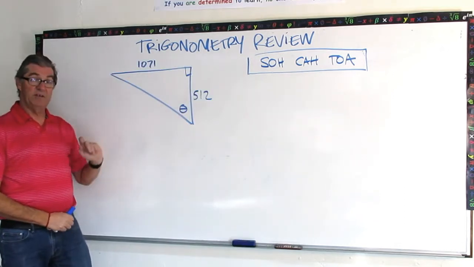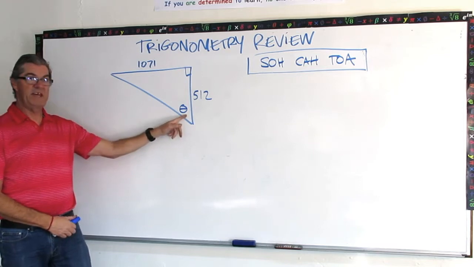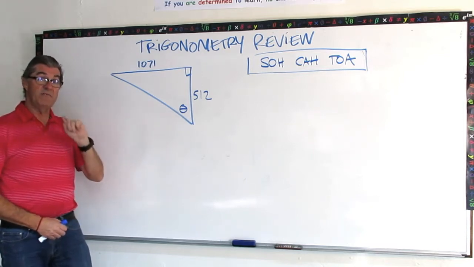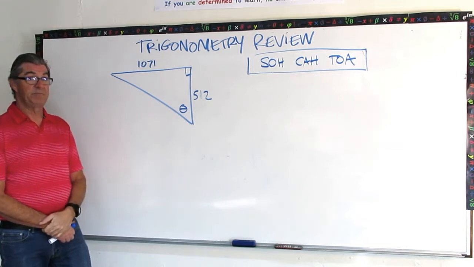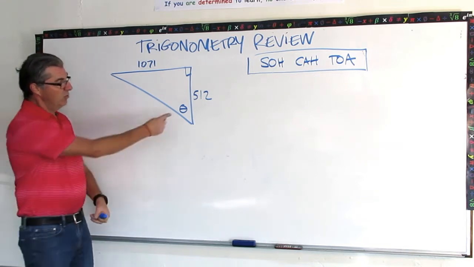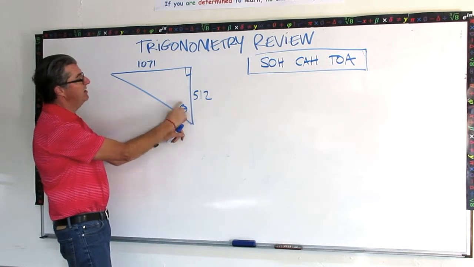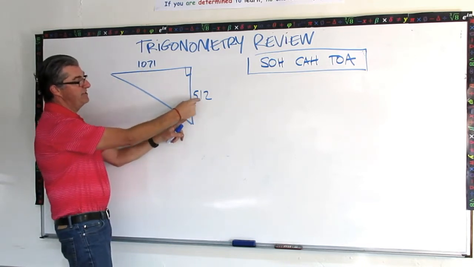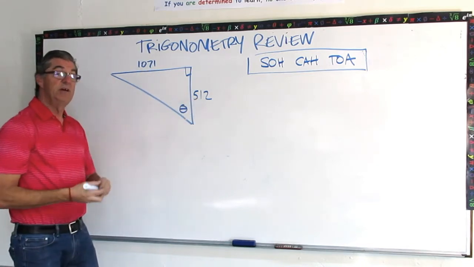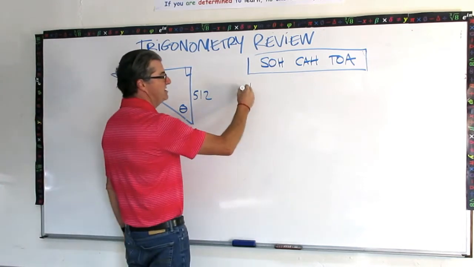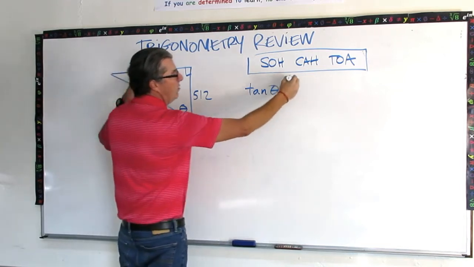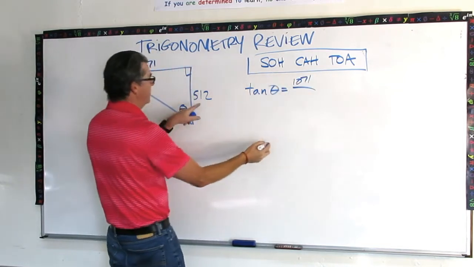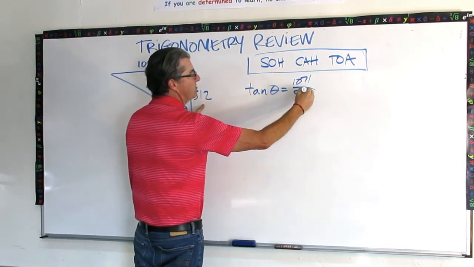Two sides are given in our right triangle, and here's our theta. Write a correct inverse trig equation that helps you find what theta is. Okay, now let's take a look. We're here in our triangle. We look out. This is opposite of theta, and this is adjacent. So that's tangent. So the first equation to write is tan theta equals opposite 1071 over adjacent 512.